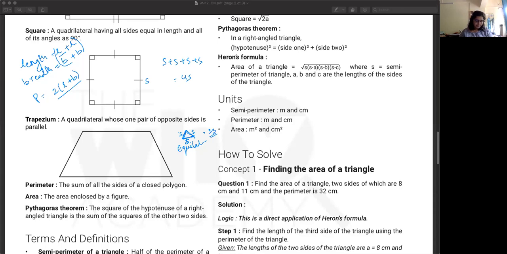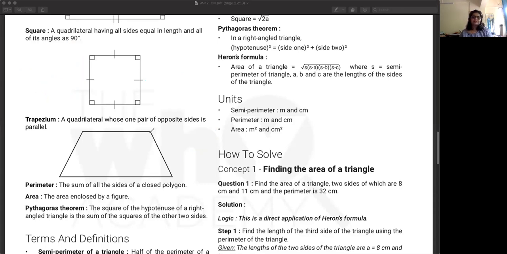Then comes area. What do you mean by area? The part enclosed by the surface, the area inside the boundary of this figure. Area is the area enclosed by a figure. So this whole space, someone said surface, that's a very good word to use. This whole surface enclosed by a shape is called area.